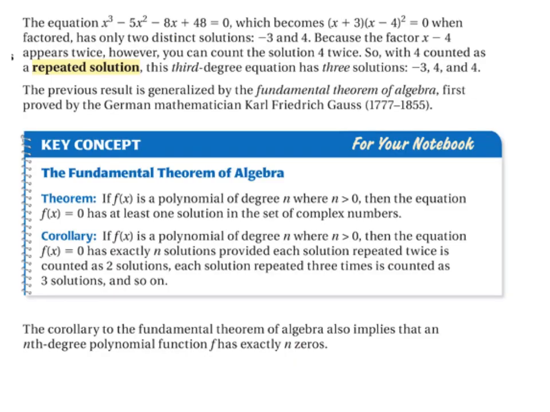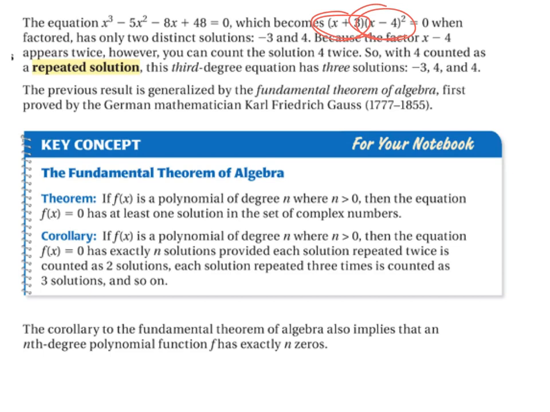All right, into the lesson. The equation x cubed minus 5x squared minus 8x plus 48 equals 0 becomes that nicely factored problem. We've got lots of binomials there. It becomes that when factored. It has only 2 distinct solutions. This binomial here gives us a solution of x equals negative 3, and this binomial here gives us a distinct solution of x equals 4.